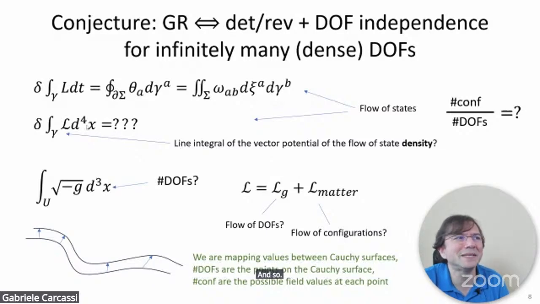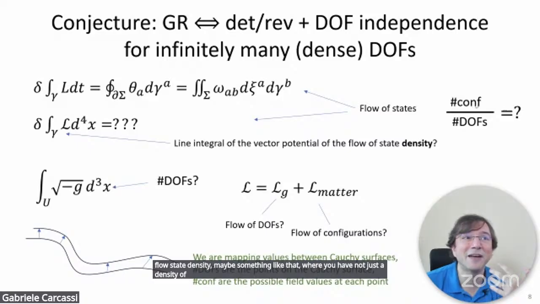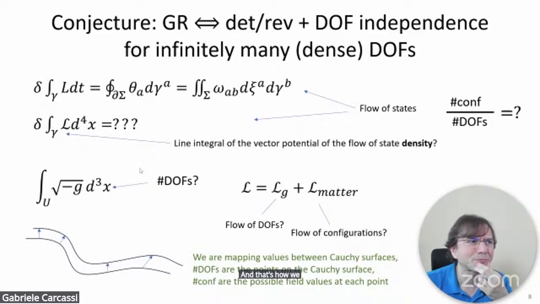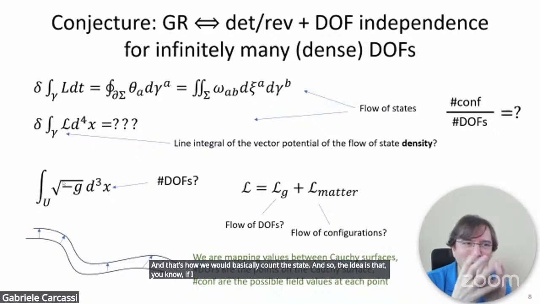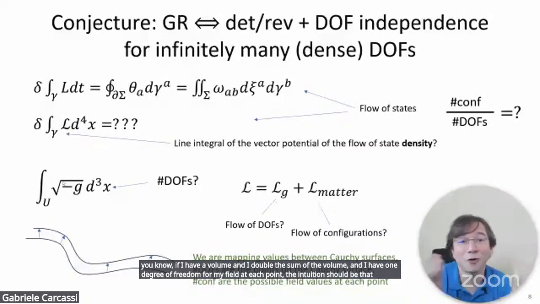And so this should be some kind of line integral of a vector potential of the flow state density, maybe something like that, where you have not just a density of configurations, but a density of configurations per degree of freedom, right? So the number of configurations per degree of freedom is the thing that we need to get, such that we can multiply by the number of degrees of freedom, and that's how we would basically count the states. And so the idea is that if I have a volume and I double the volume, and I have 1 degree of freedom for my field at each point, the intuition should be that if I double the volume, I double the degrees of freedom.